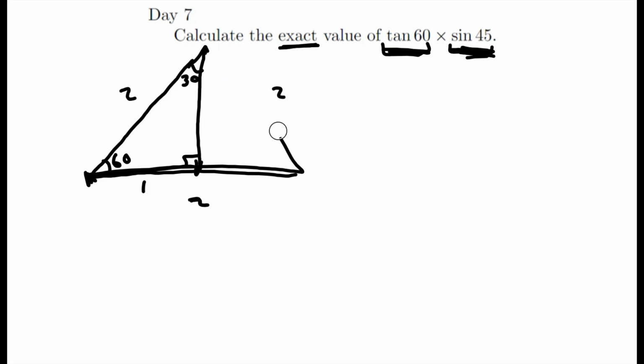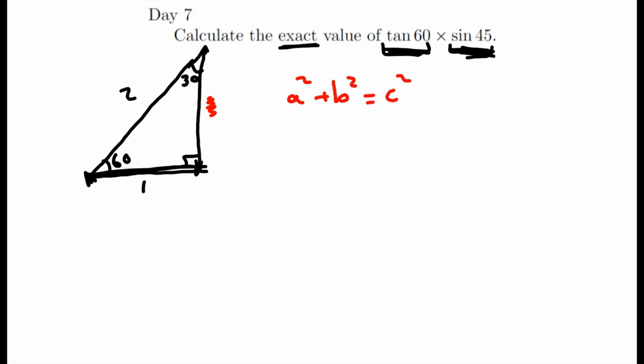Now, if I remove the extra bits to stop any confusion we might have, we have got ourselves a right-angled triangle. So we can use Pythagoras to find this missing length here. So we're going to have a squared plus b squared equals c squared, where c is the longest side and these are a and b. If we want b squared on its own, we're going to do c squared, take away a squared. So let's put those values in.